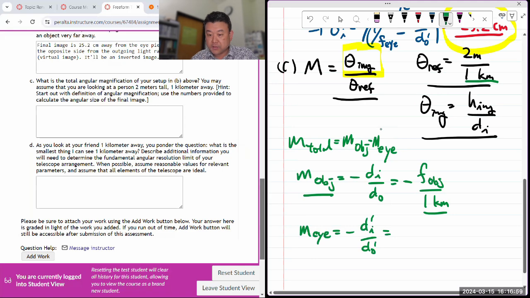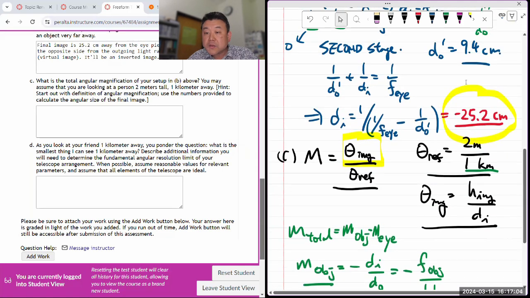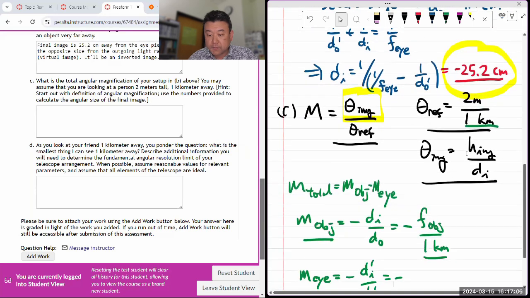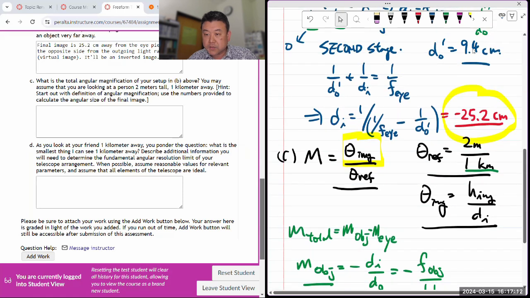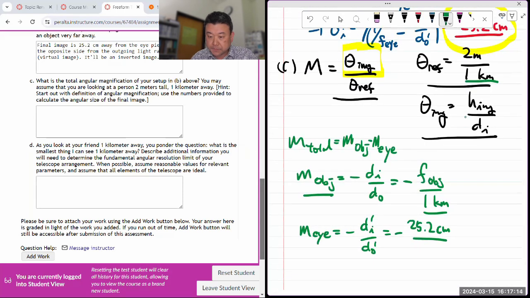And I think I had a prime number. So let me just put in the numbers from above. Image distance was 25.2 centimeters. Object distance was 9.4 centimeters. Let me forget the minus signs, I'm just dealing with the absolute numbers. So let me work out the number above there.